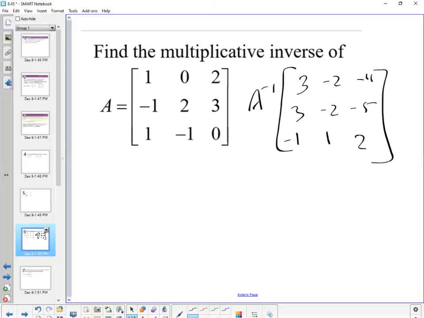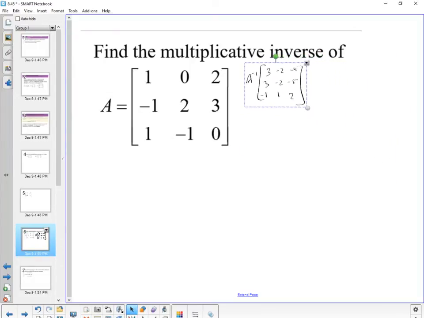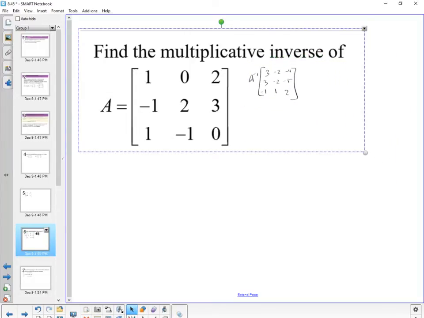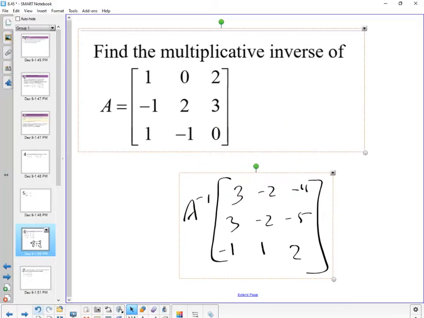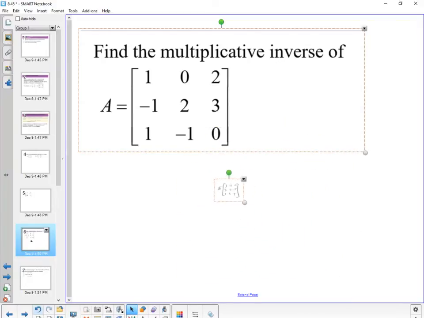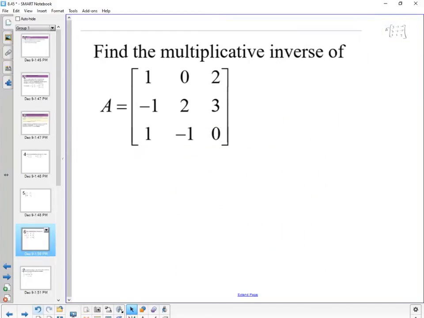Okay, so the way we go about this is we're going to put this matrix along with the multiplicative inverse one. We'll put him aside. Oh no, I didn't want to do that. Okay, you stay there.